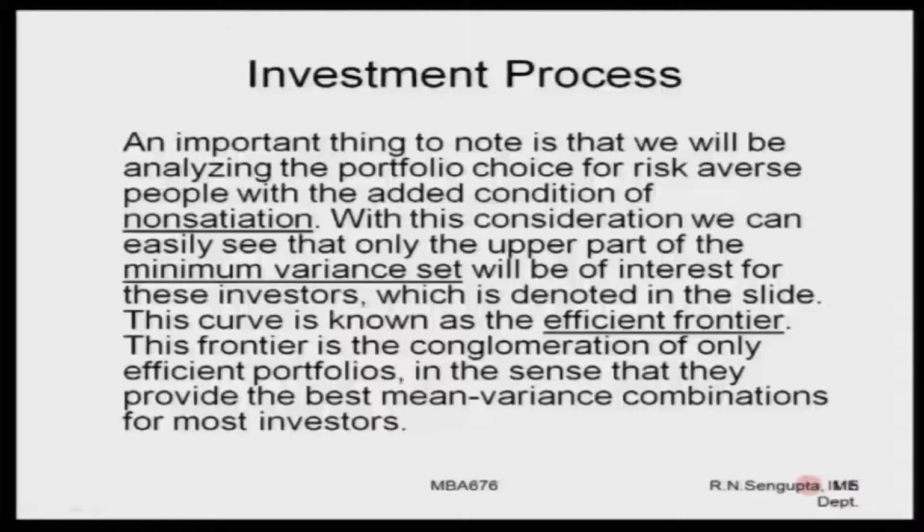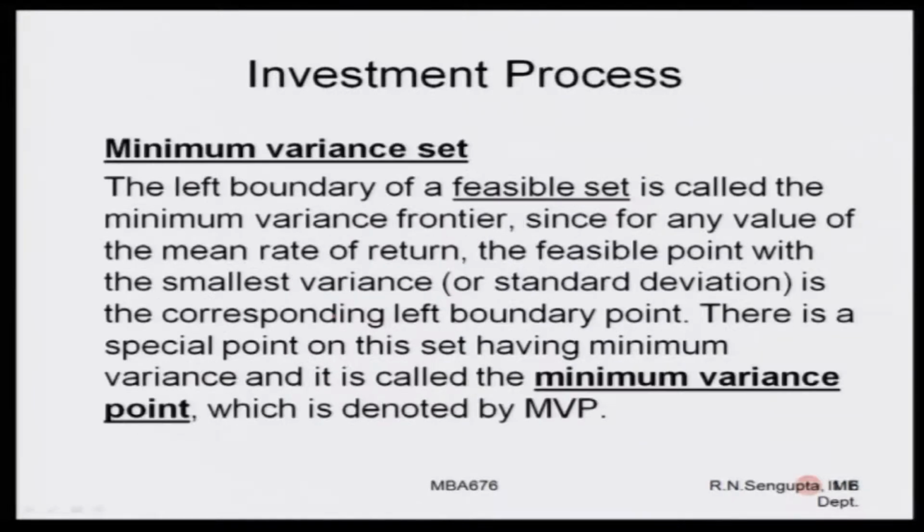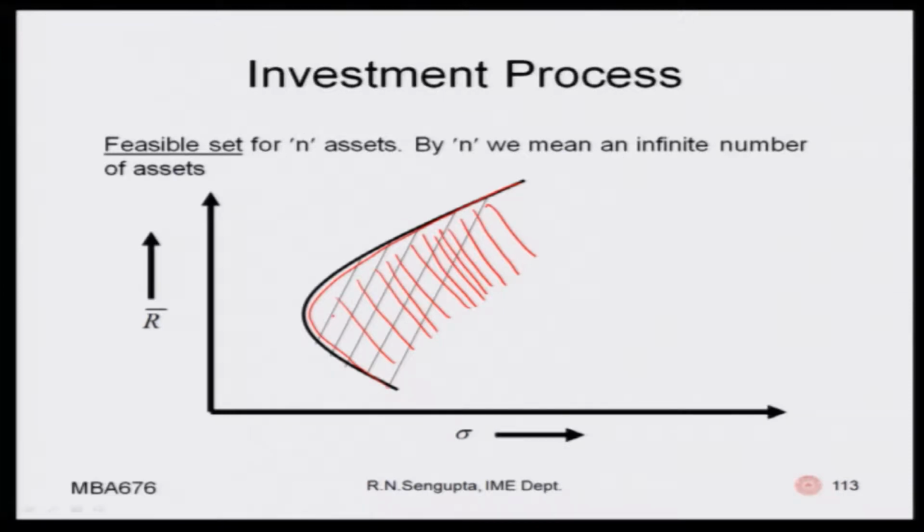So, after we have applied these properties of non-satiation and risk averseness, the curve which we will get is known as the efficient frontier, and our main task is to find out the set of points which are there along the efficient frontier. Now, what is a minimum variance set? The left boundary of a feasible set, let us consider this is the overall region which you had, and the leftmost curve is basically the one which will be satisfied by these two properties. How? Consider I draw a vertical line.